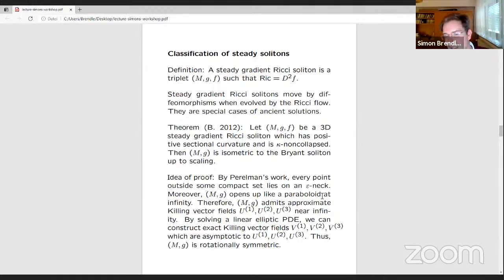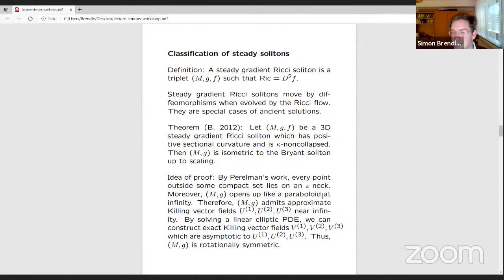And then what you do is you solve a linear elliptic PDE with these approximate Killing vector fields as the boundary condition at infinity. So you construct solutions of this PDE that are asymptotic to U1, U2, U3 at infinity. And then, let's call the solutions V1, V2, V3. And then the crucial part of the argument is that you apply a maximum principle.